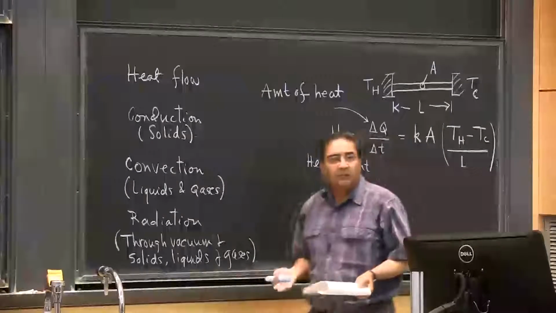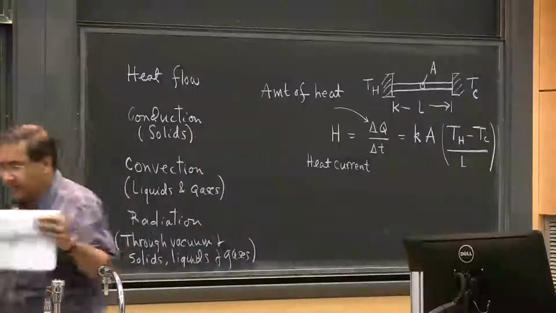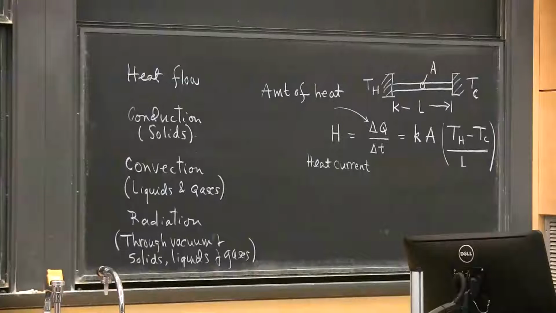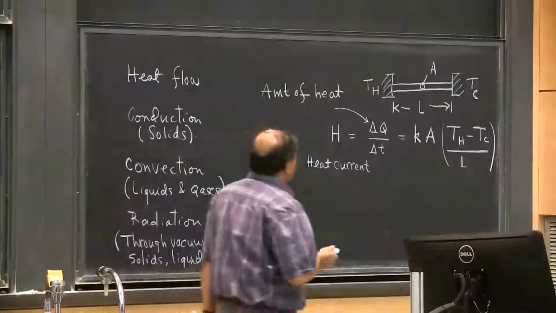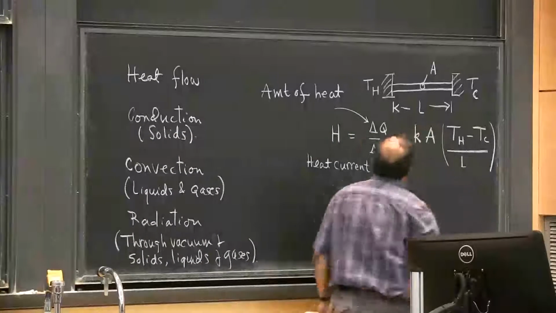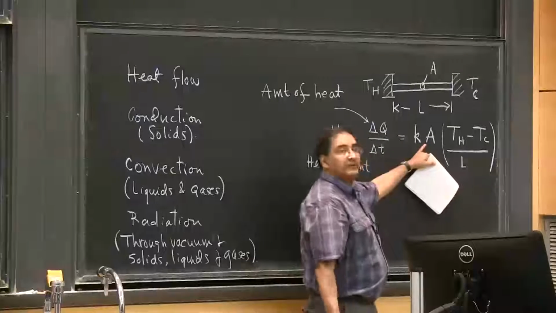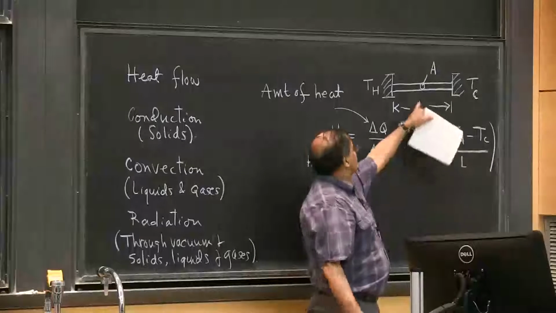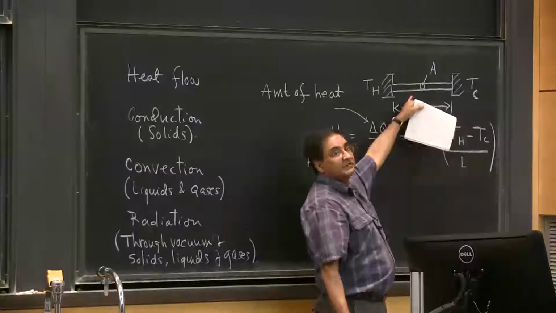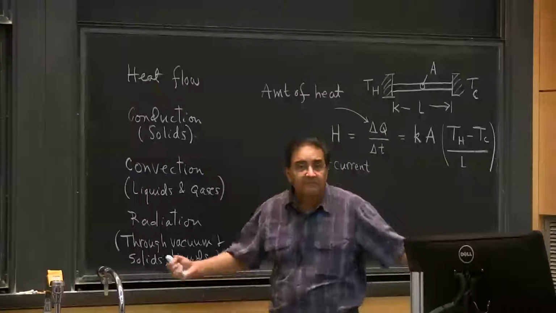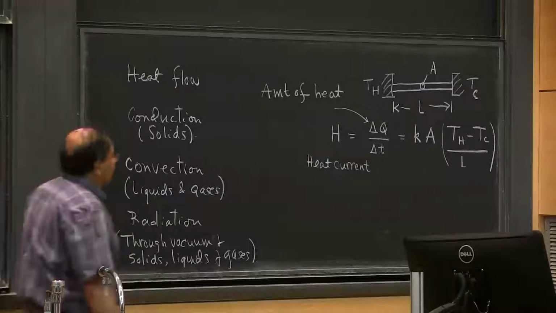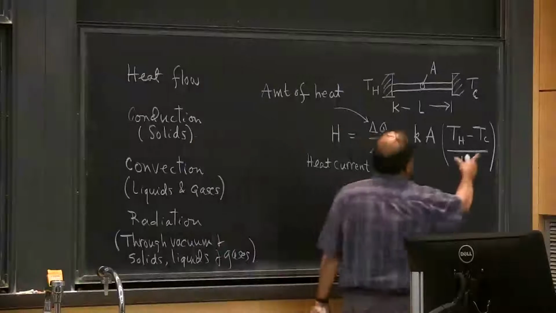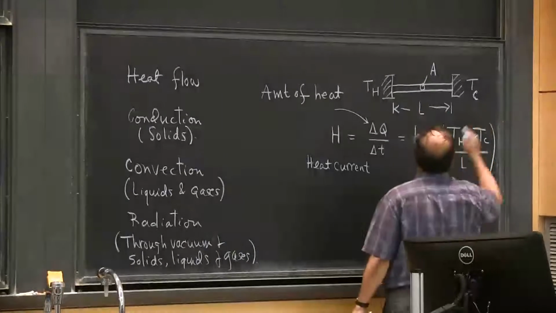So it's inversely proportional to the length. So if the length is very large, the heat transport that occurs from left to right will be smaller. If the length is very small, heat transport will be larger. So that is not a surprise. Heat transport also will be affected by the cross-section. So if the cross-section is very wide, more heat is transported. If it's a very thin wire, then much smaller amount of heat will be transported. And it obviously depends upon the temperature difference between the two.